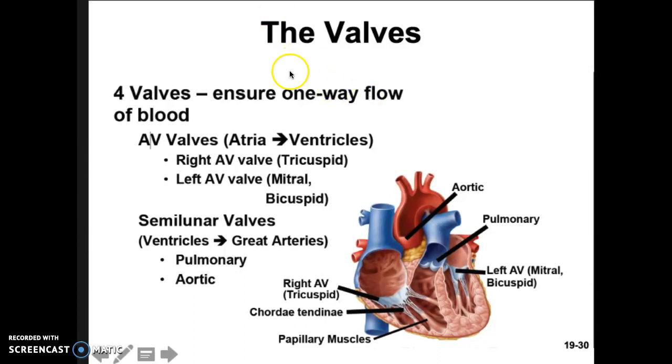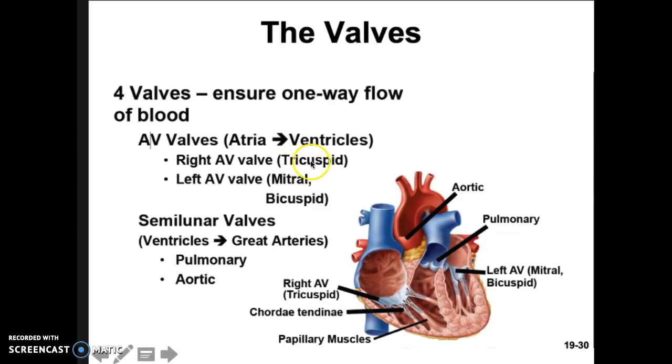In the heart, we have valves. There are two sets of valves, and the purpose of the valves is to ensure a one-way flow of blood, so that blood moves in one direction and there's no backflow of blood. So we have the atrioventricular valves, which are located between the atrium and the ventricle. Here we have on the right side the right atrioventricular valve, also known as the tricuspid valve. And then we have the left atrioventricular valve, known as the bicuspid, or sometimes referred to as the mitral valve, which is located between the left ventricle and the left atrium.